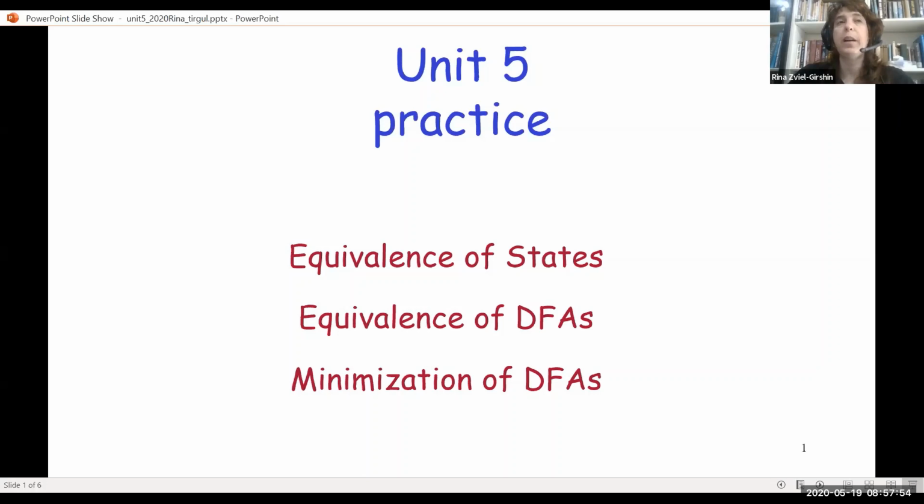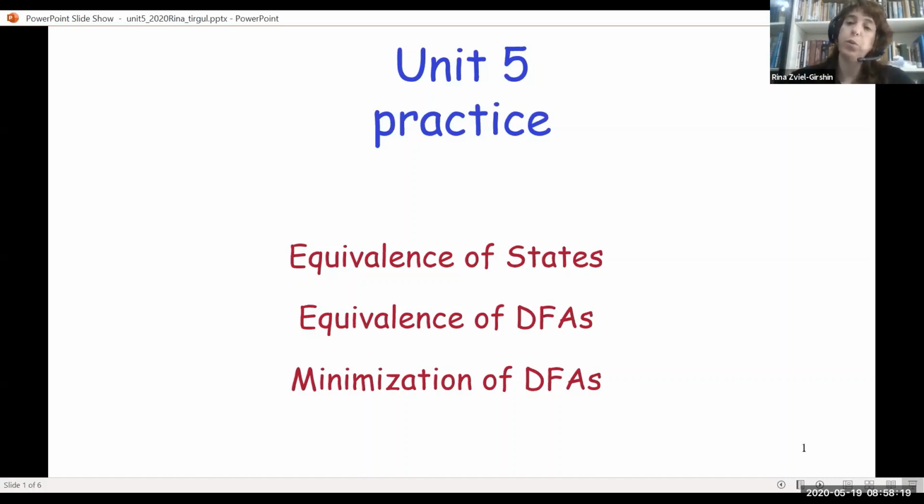So if in some iteration k I had, for example, 4 groups of states, and in iteration k plus 1 I still have 4 sets of states, then I know that I finished the algorithm.